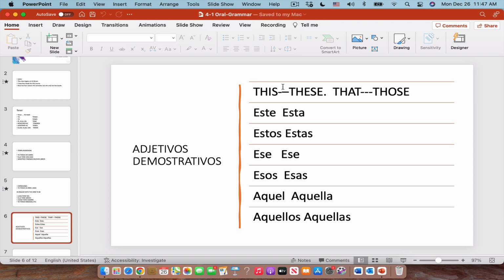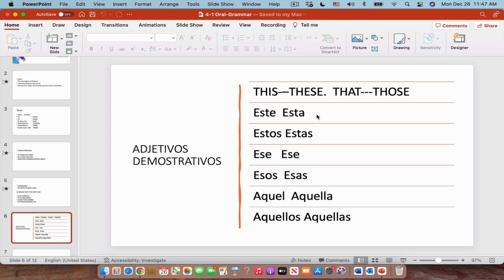Now, what is different in Spanish is that in English you only use this for something that is close when it's singular, and these when it's more than one, when it's plural. And that is when it's close to you, and those when it's far from you. So singular and plural. Well, in Spanish it works a little bit different.